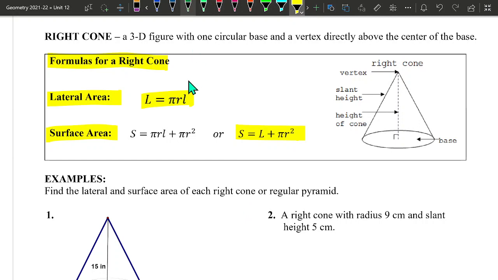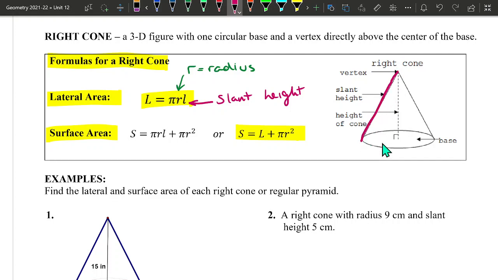So we have r is the radius, and L is the slant height still. So on a cone, the slant height is same as on a pyramid, it's on the outside. And the radius has to go from the middle to the edge. That's the radius.